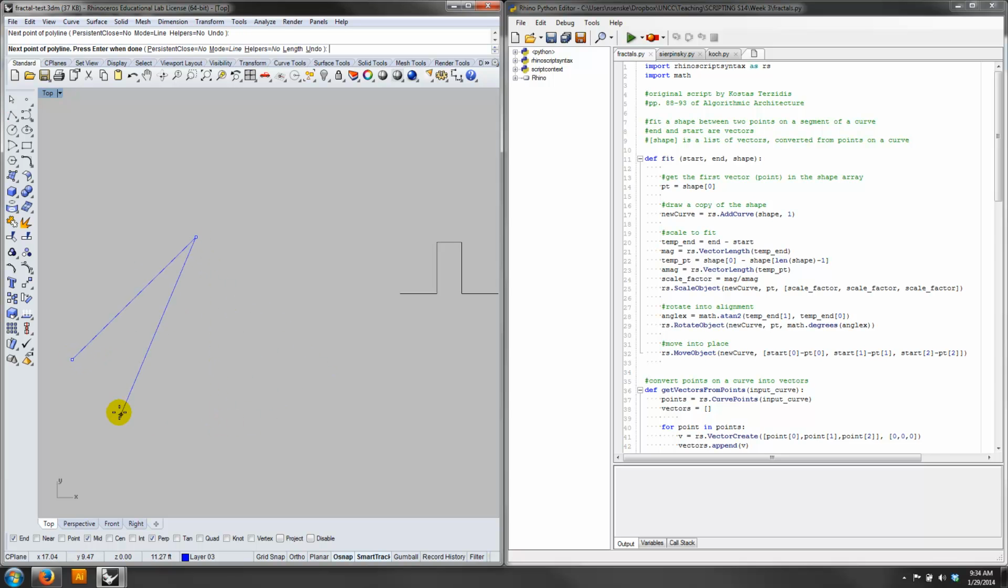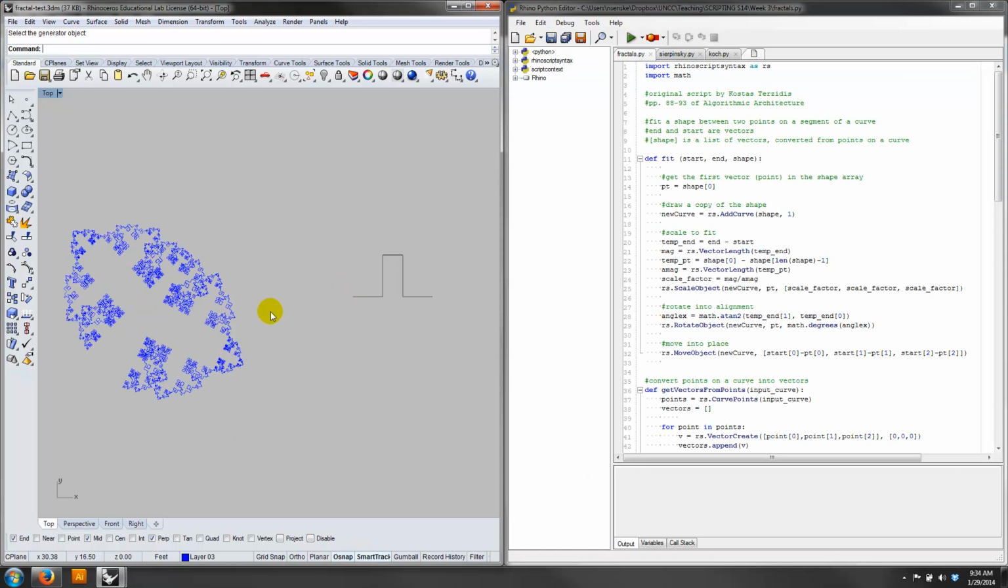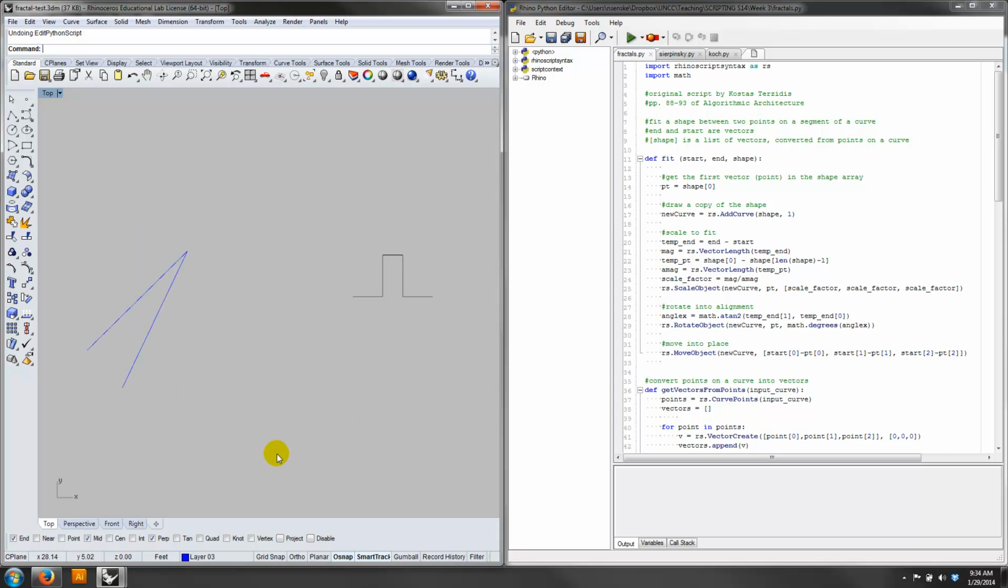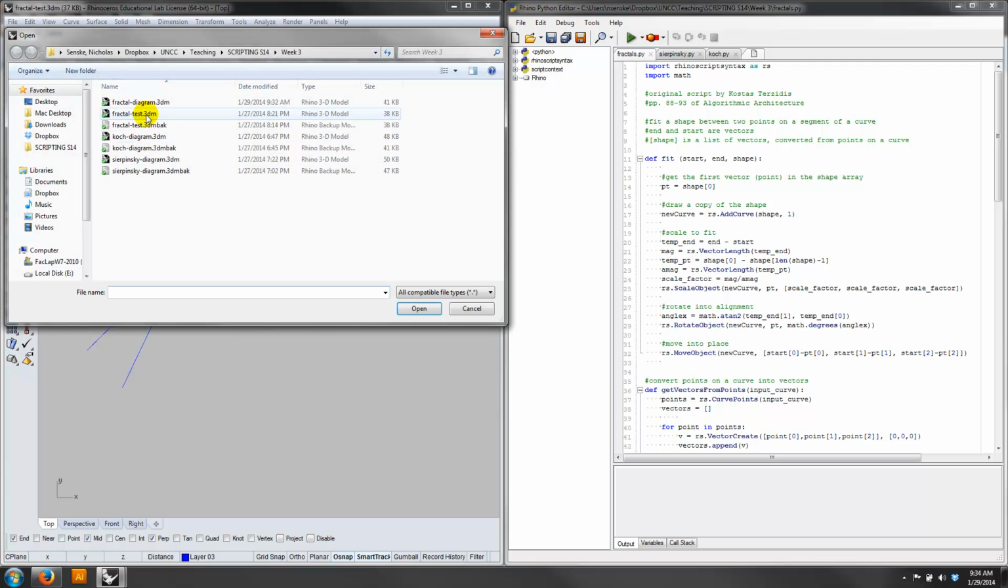So if I was to just draw a simple shape here, it's going to do that. So depending upon the shape that you have as the core, you're going to get a different kind of negative space with this. So that can be really interesting. Let's go ahead and take a look at the diagram of that and how that script works here.